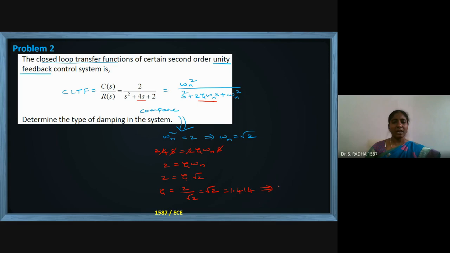So what we can conclude from this is that the eta value is greater than 1. Greater than 1 means it is called an overdamped system. Now, what is the type of damping? Eta value greater than 1 is the answer. Greater than 1, overdamping is the answer.